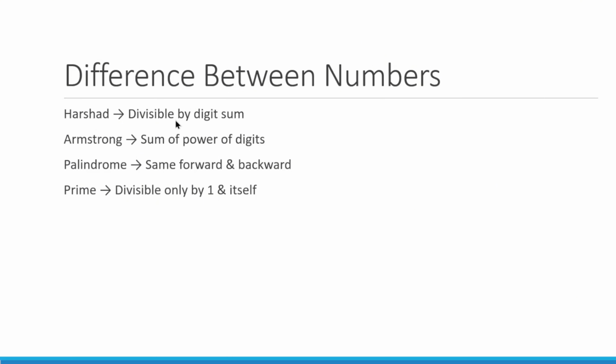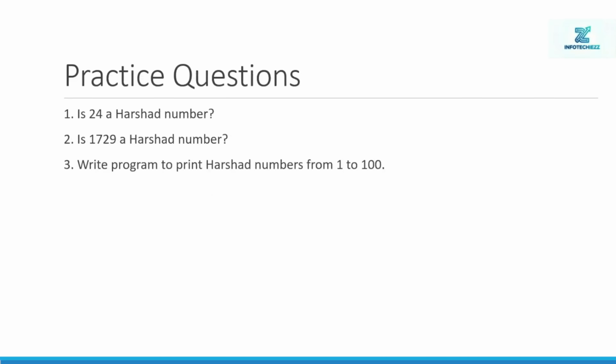Harshad means a number divisible by its digit sum, Armstrong means the sum of powers of its digits, and palindrome means the same from forward and the same from backward also. Prime means divisible only by 1 and itself. So do not get confused in interviews. And I have uploaded all these problems in my playlist. If you don't know what these numbers are, they are all uploaded in my playlist. You can refer to it.